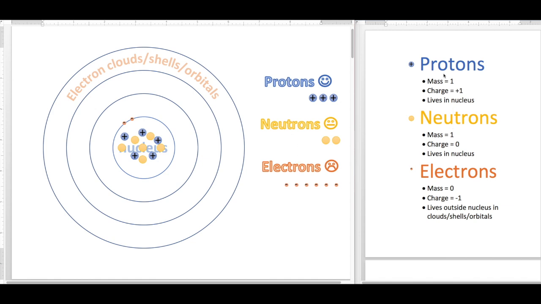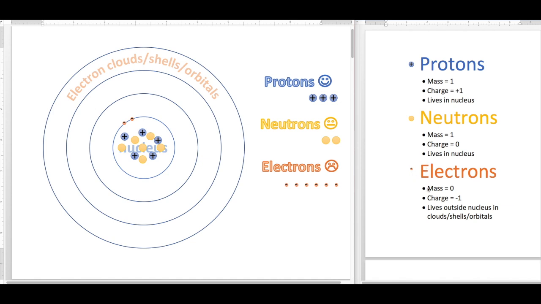So a quick review. The things you need to know about each of those are that the protons have a mass of 1, charge of +1, and they live in the nucleus right here. Neutrons, mass of 1, charge of 0, and also live in the nucleus. So they both have a mass of 1. They're represented by circles of about the same size.